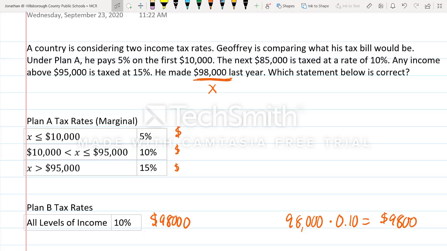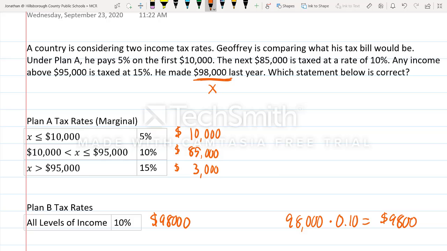So Jeffrey makes $98,000. His whole income is going to be chunked up into different pieces. The first $10,000 is going to be taxed at 5%. The next chunk, which it says is $85,000, is taxed at 10%. So altogether, this is still only $95,000 of his income, which means we have a little excess going to the top part of $3,000. So altogether, this is $98,000.